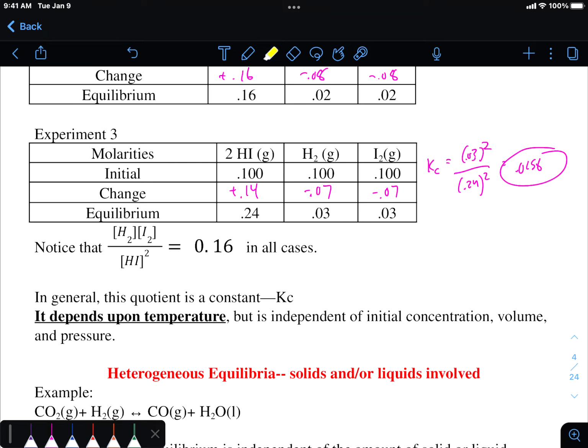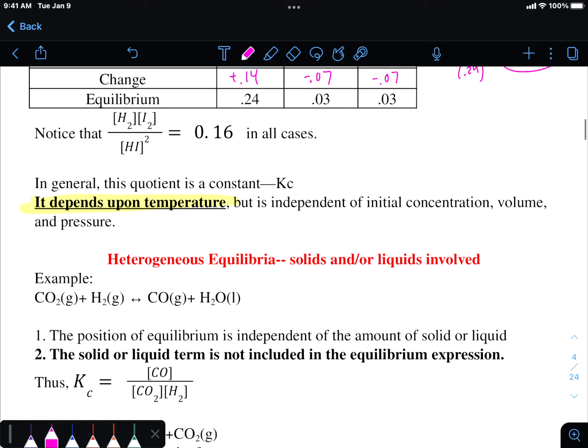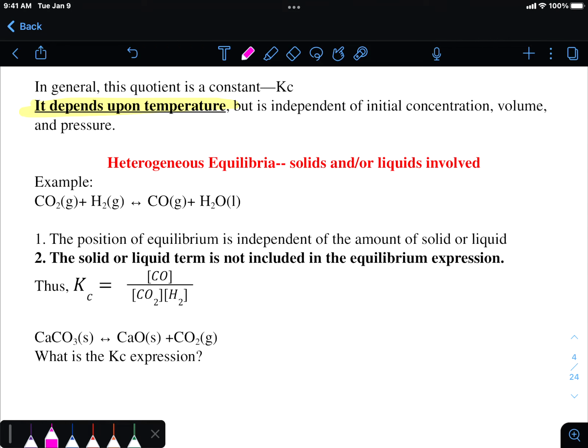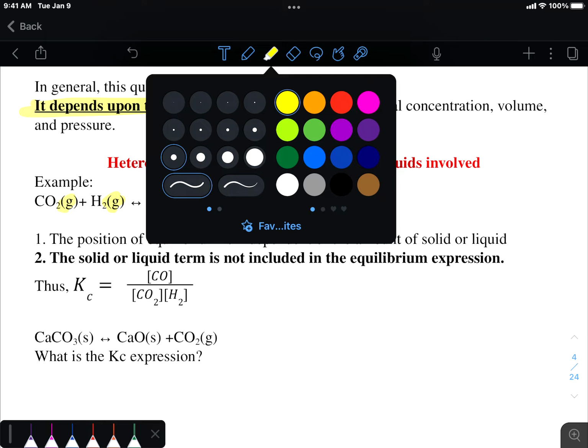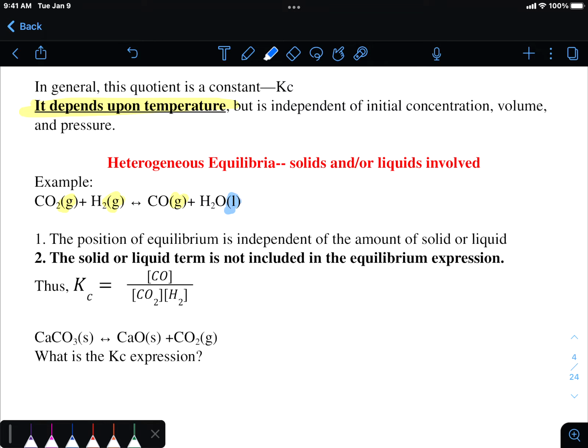I already mentioned that, but here it is again. Okay. So, your reactions won't all look the same. Sometimes you have what are called heterogeneous equilibria, and you know the word hetero means different. So it's an equilibrium reaction where you have different phases. All right, so we have gas, gas, gas, but uh-oh, we got liquid.